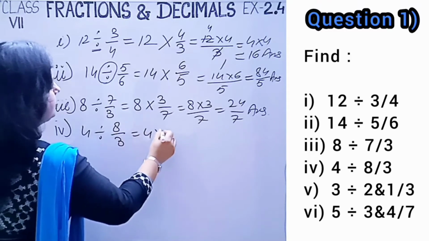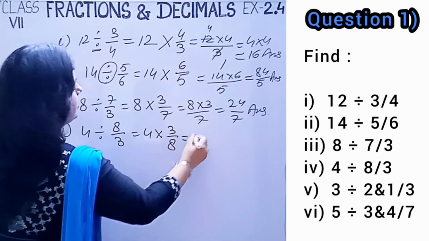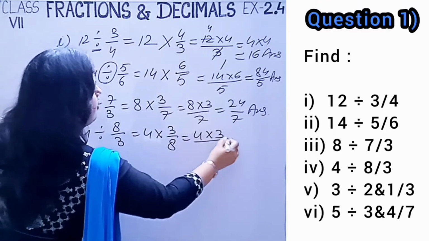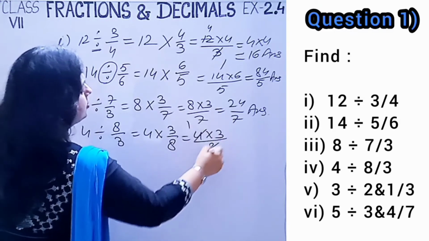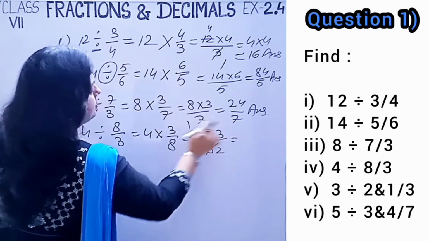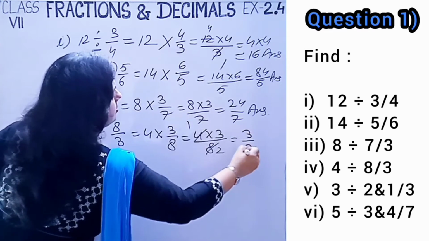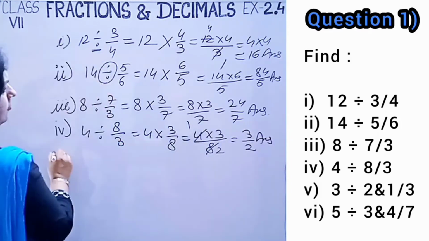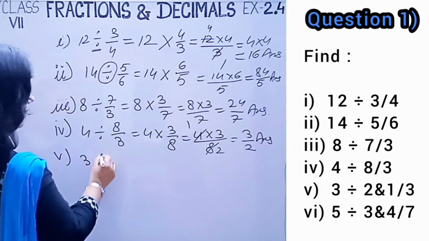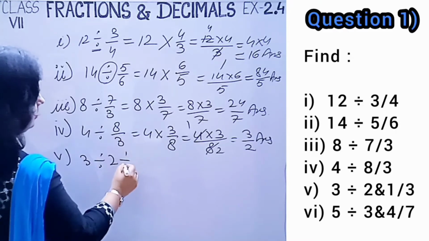Answer. Fourth part. 4 divided by 8 upon 3. So 4 into 3 upon 8. Now 4 into 3 upon 8. 4 ones are 4, 4 twos are 8. So 1 into 3, 3 upon 2.